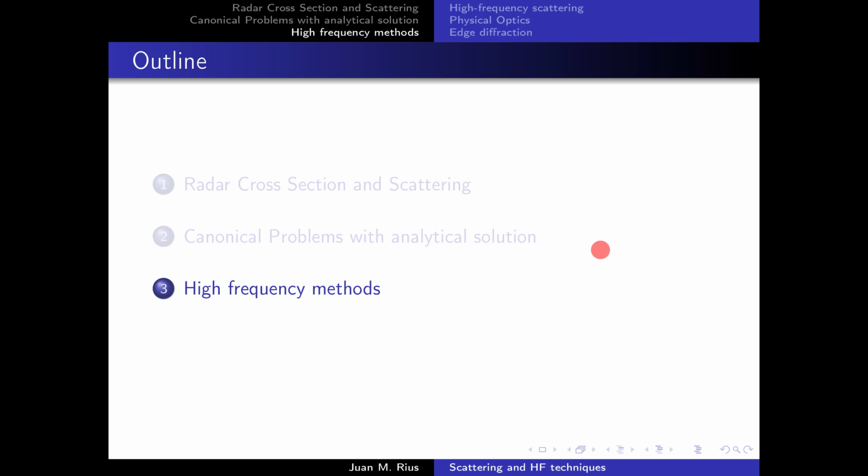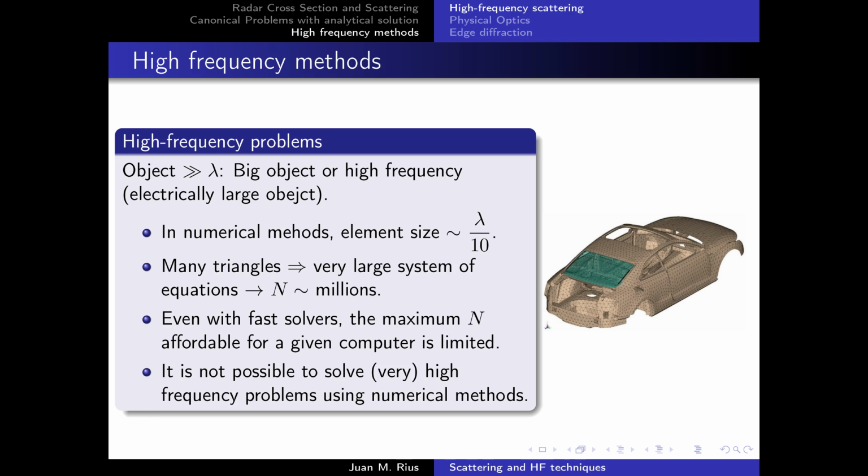The last part of the last chapter is dedicated to high-frequency methods. High-frequency methods are applied to objects that are large compared to the wavelength. We could also, you already know how to solve problems using numerical methods. We are considering objects that don't have a canonical geometry, so analytical solutions are not possible here. And you already know numerical methods from chapter 3.